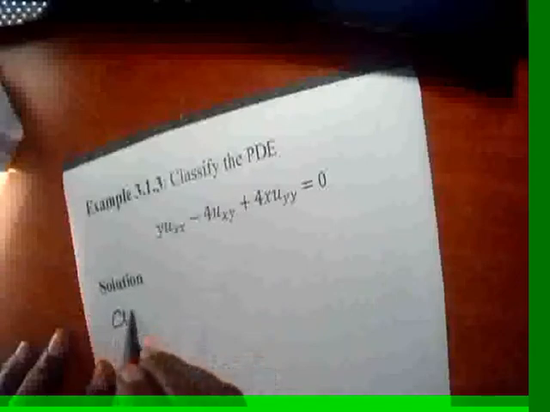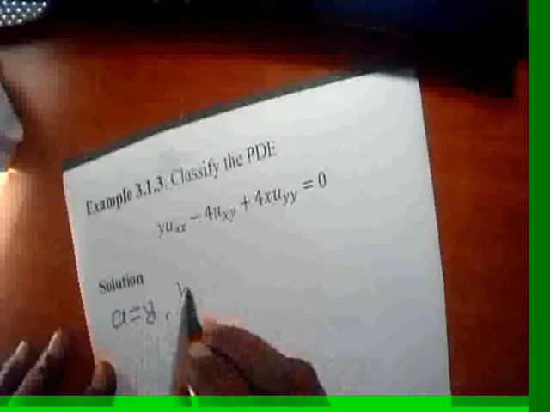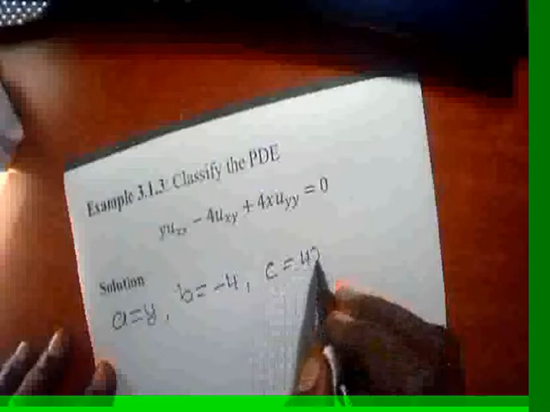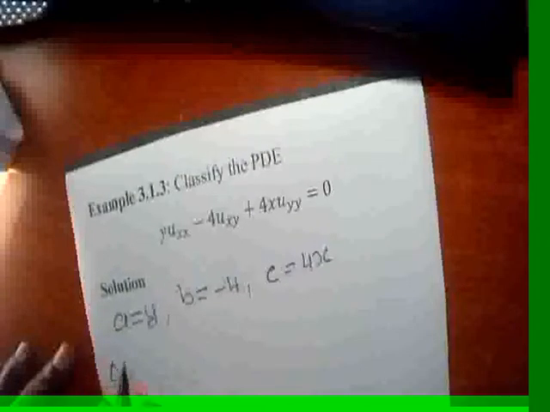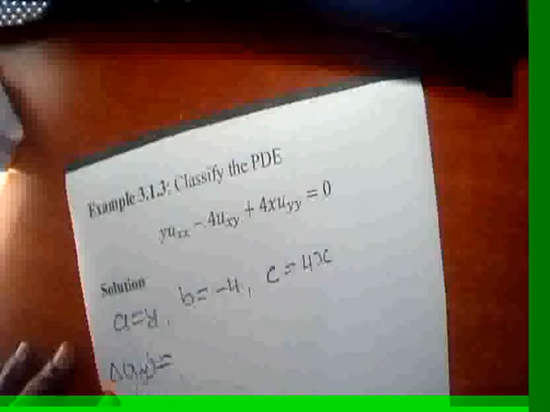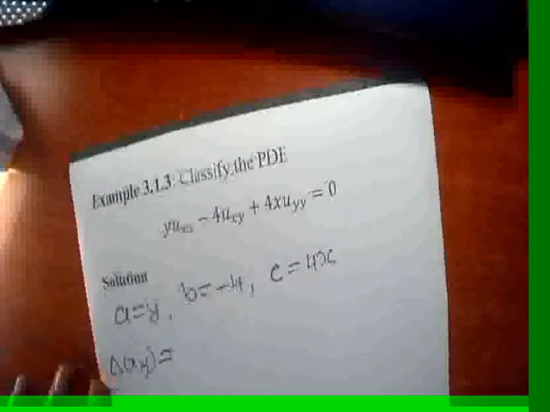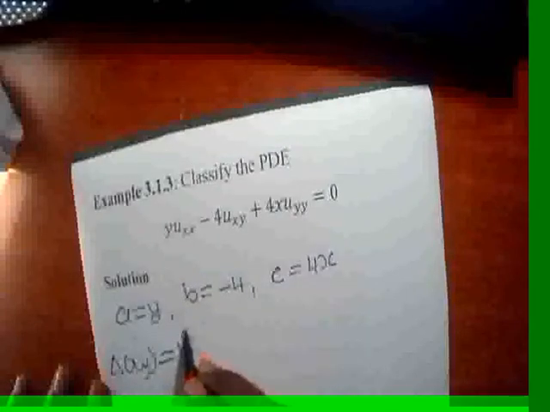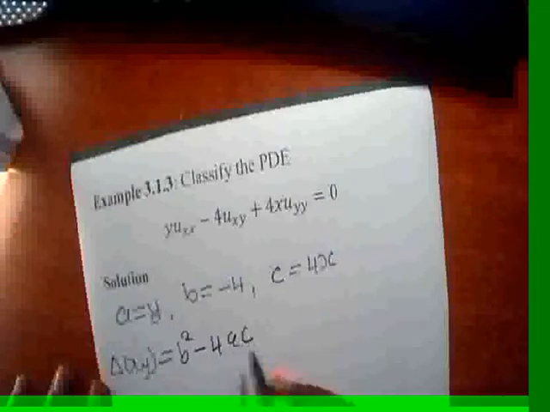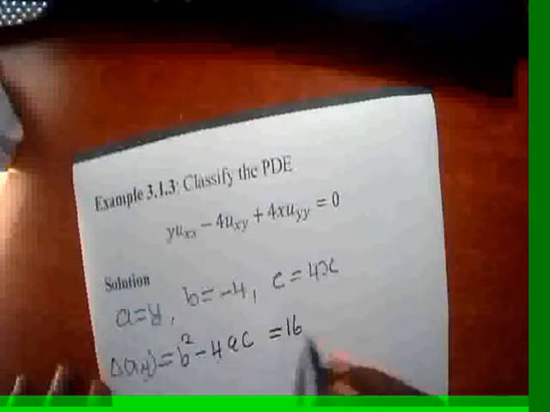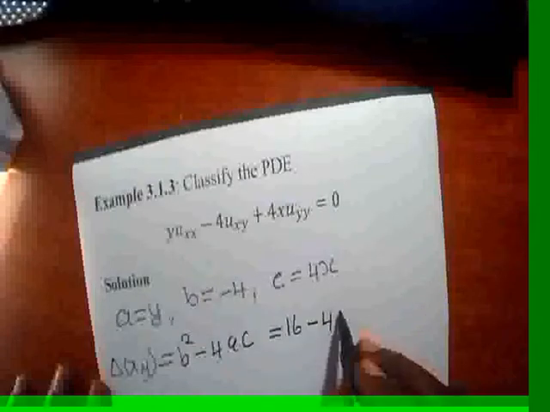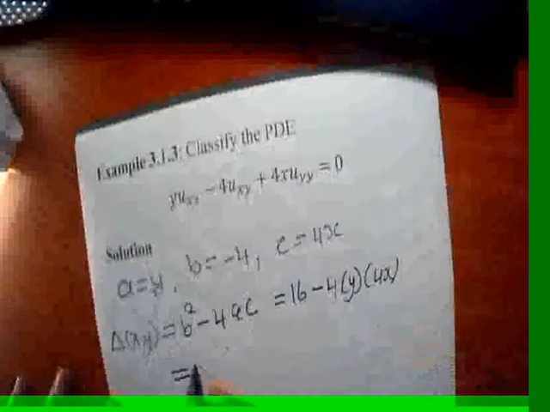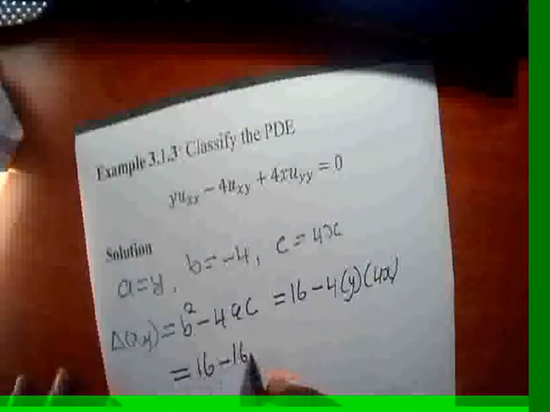Our A is y, B is negative 4, and C is 4x. So the discriminant is equal to b squared minus 4ac, which is 16 minus 4 times y times 4x, and this will give us 16 minus 16xy.